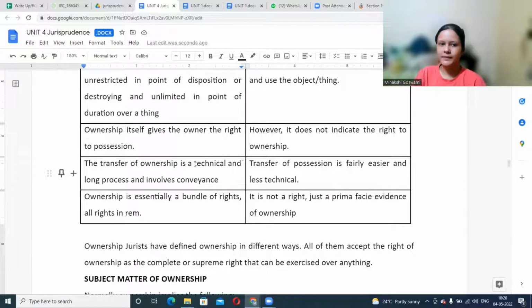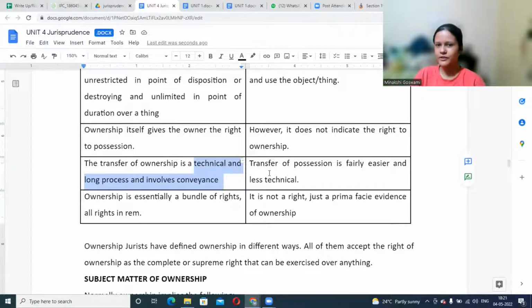Transfer of ownership is a technical and long process and involves conveyance. It cannot happen that just like that a person transfers his property. All the procedures need to be followed, right? Under the Transfer of Property Act, the registration fee needs to be paid. All the detailed technical process needs to be followed. Otherwise, the transaction may become invalid.